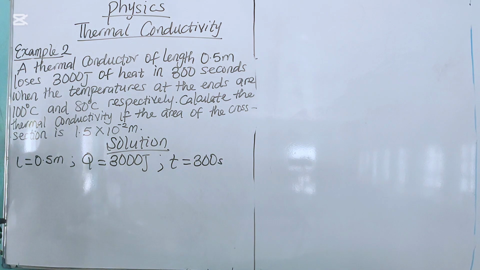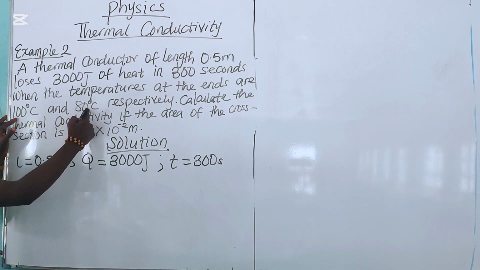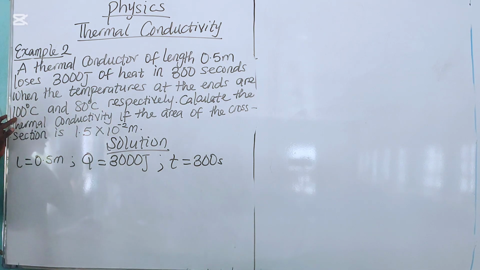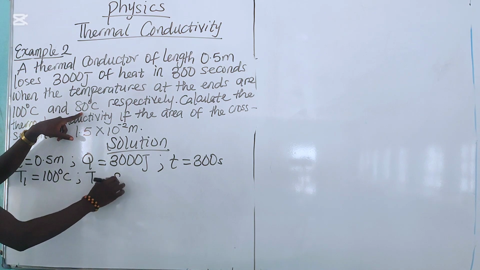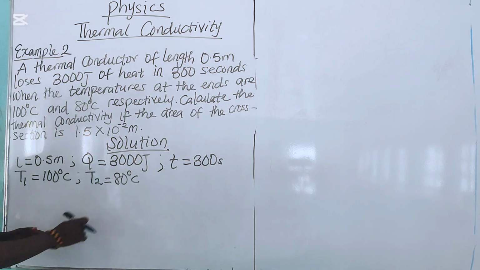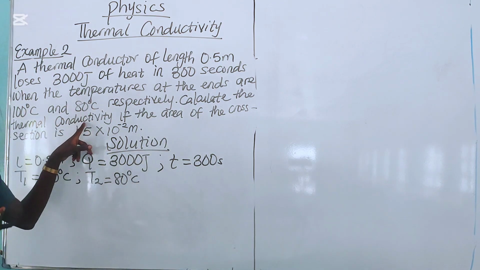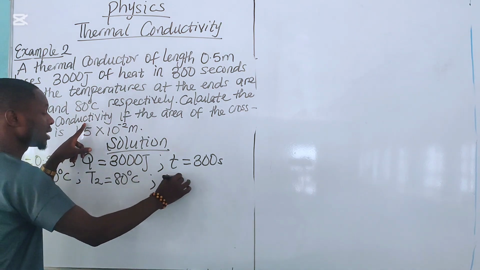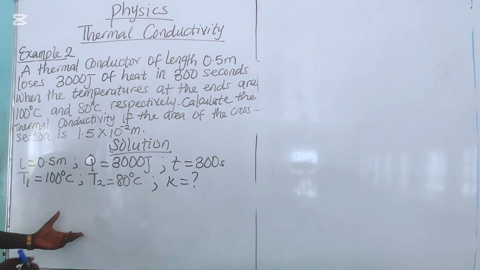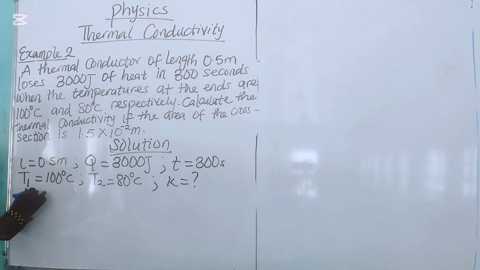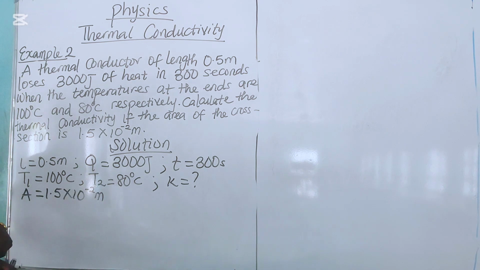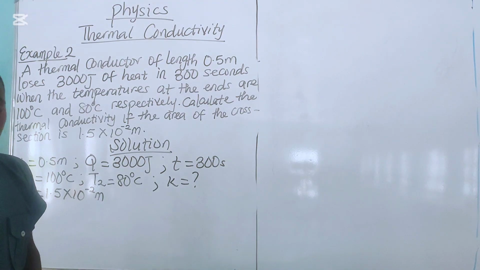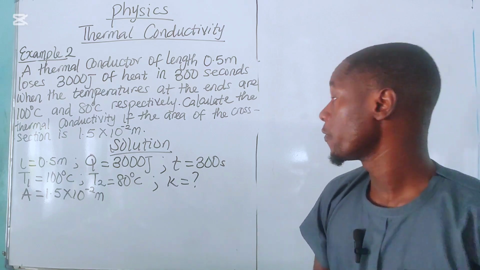Okay, so when the temperatures at the ends are 100 degrees Celsius and 80 degrees Celsius. So 100 degrees Celsius, that is the initial temperature, which is what? T1. So T1 is 100 degrees Celsius and 80 degrees Celsius, that is T2. So we are asked to calculate the thermal conductivity. So what is that? K. We are looking for the thermal conductivity, K, of the material. Okay, so we are given the area of the material A to be equal to 1.5 times 10 power minus 2 meters. All right, so let's go ahead to find the value of the thermal conductivity of the material.